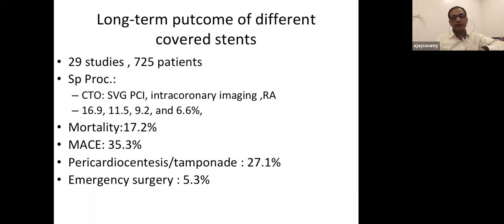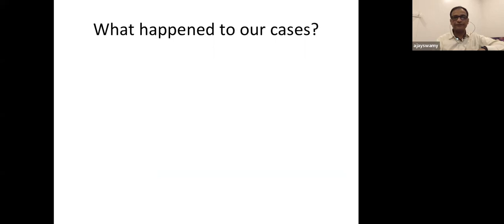What about long-term outcome of different covered stents? There are 29 studies reporting 725 patients, and the mortality was 17.2% with a MACE of 35.3%, with tamponade in about a third, and 5.3% going for emergency surgery, which has a horrible outcome usually.